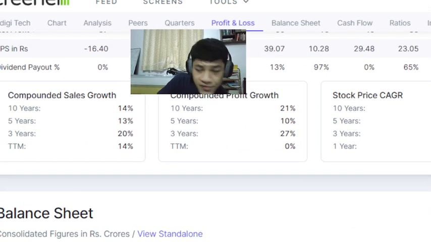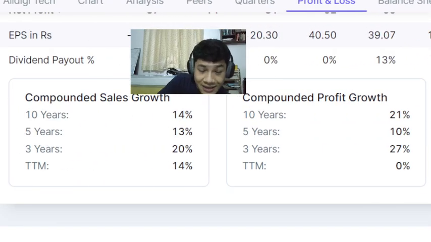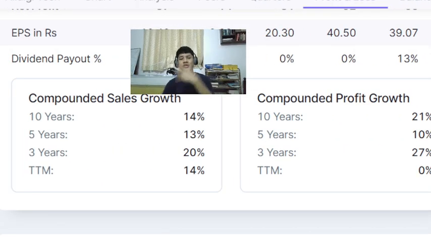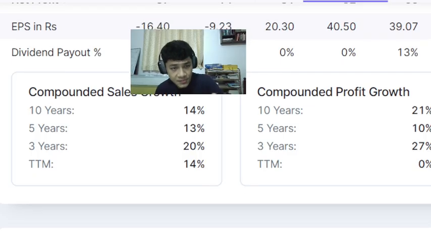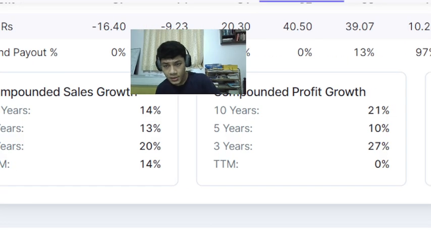Here we have the compounded sales growth. Last 10 years, despite the fluctuations before 2020, we still see a compounded sales growth of 14%. Last 5 years, 13%, and last 3 years, 20%. TTM, which is trailing 12 months, last 12 months, sales growth is still 14%.